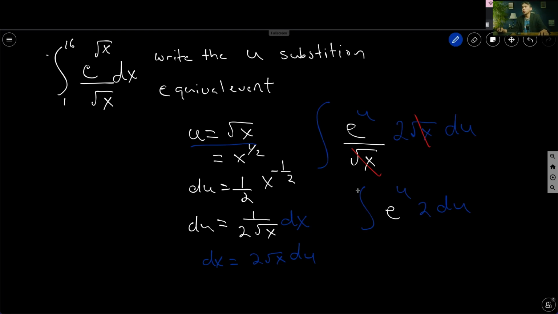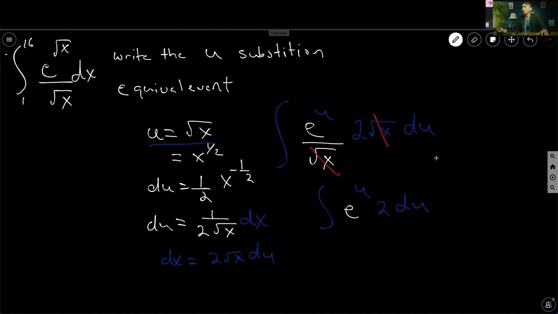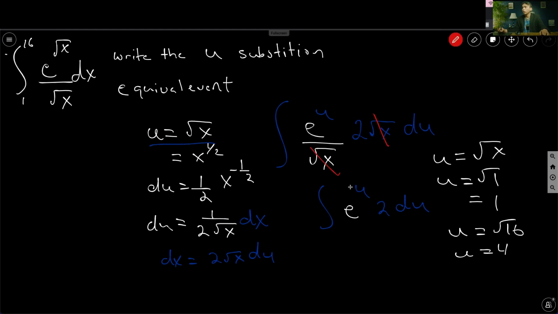Of course, we need to change the boundaries because it was originally in x. So that's fairly easy. We go to the equation and just plug it in. So in this case, u is equal to the square root of x. Our original bottom x was 1, so the square root of 1 is just 1. That's the bottom boundary. And for the top boundary, u is equal to the square root of 16. So instead of 16, u is equal to 4. So then our new boundary conditions are going to be from 1 to 4. So this is the solution. You can, of course, bring that 2 out in front if you want for cleanness sake, but that's the correct answer.